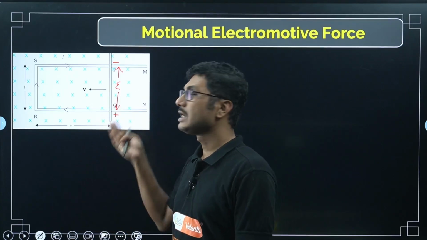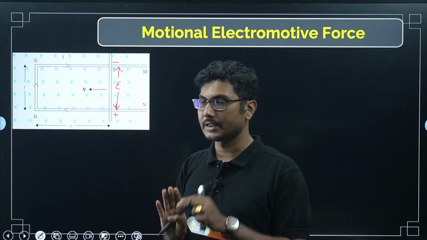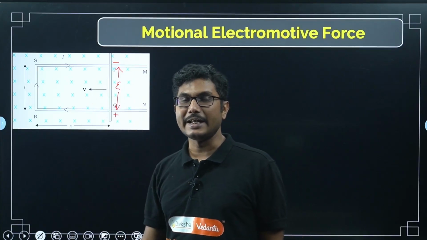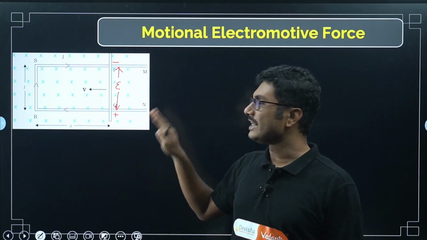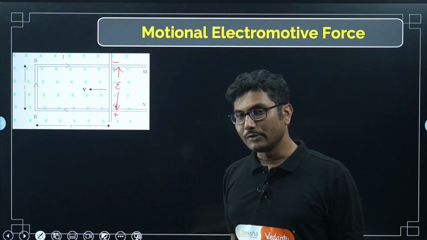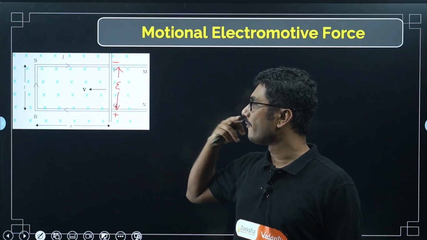D phi 0 means epsilon will be 0. Now what is happening here? B is constant in this case. We are changing the area. So B dot A, so A is changing. A changing means D phi will be changed, right? D phi will not be 0. So there will be a value for D phi.